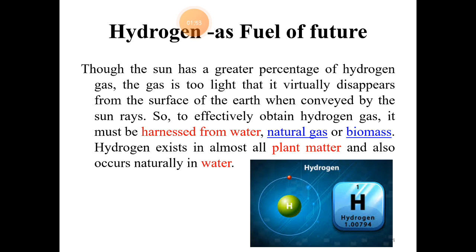Though the sun has a greater percentage of this hydrogen gas, the gas is too light and disappears from the surface of the earth. Meaning to say, when the atmosphere of the earth gets heated up by the sunlight, the hydrogen gas starts escaping upwards. So thereby, the hydrogen easily becomes miscible with most of the other elements. Hydrogen can be harnessed from natural gas, biomass, and even from water.